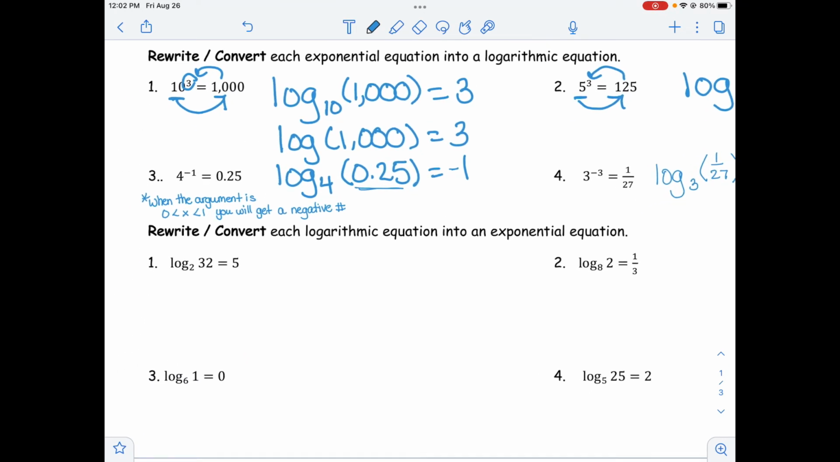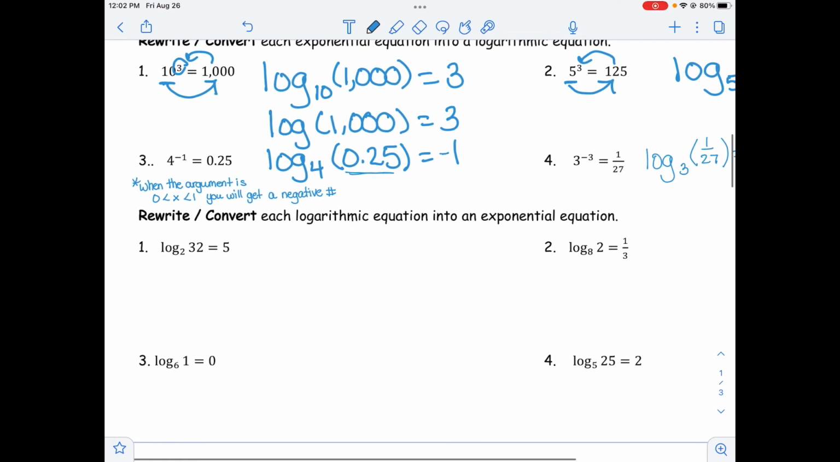All right, now we're going to move on to converting from logs to exponentials. With this one, we're looking for the base. The base is always the base in either form. The logs and the exponents can't touch on the same side, so we're saying this base raised to this power gives us this answer. So we have 8 raised to what? 1/3 gives us 2.